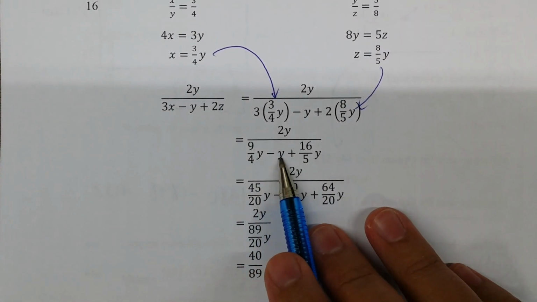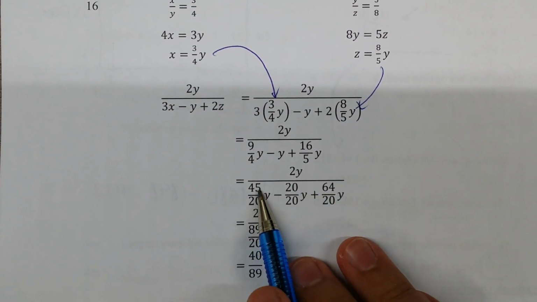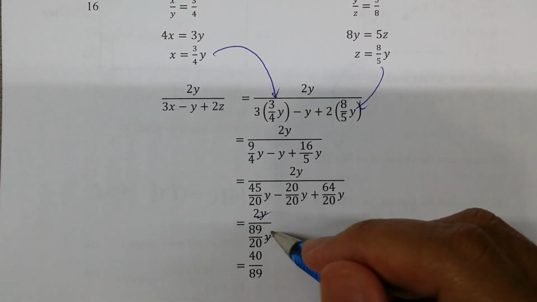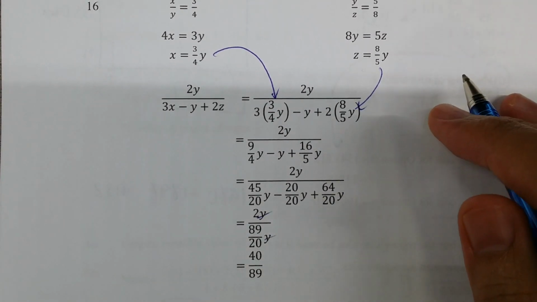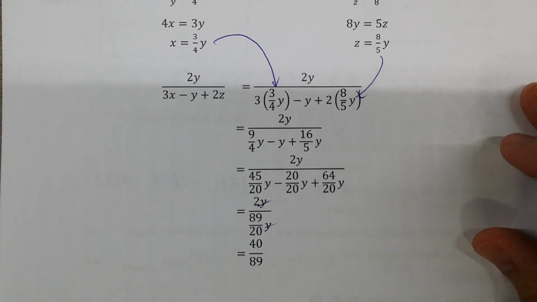9 over 4 minus 1 times Y plus 16 over 5. Make a common denominator, all 20. I get 89 over 20 as the denominator. Y and Y cancel. I get this answer, 40 over 89. Nice number. Okay, pause the video if you need more time. If not, let's proceed on.